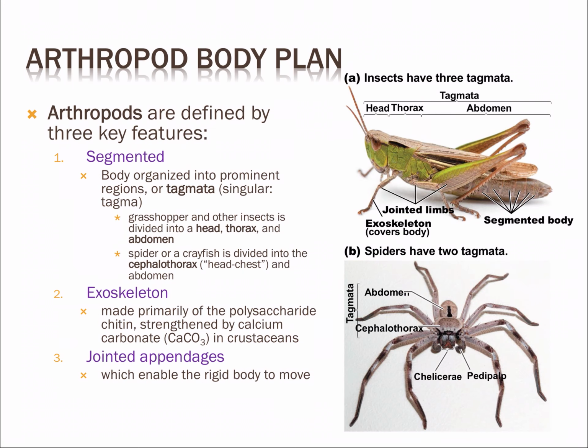So some of the key features of arthropods is that they are segmented. So the body is organized into regions. For most insects, what you'll see is a head, a thorax, and an abdomen. Spiders or crayfish also have the cephalothorax and the abdomen, so they're just divided into two sections. Exoskeleton made primarily of chitin. So chitin's a very strong polysaccharide, strengthened by calcium carbonate in crustaceans, which we talked about. And the ability to have these jointed appendages allows much more movement, range of motion, than if the appendages weren't jointed.